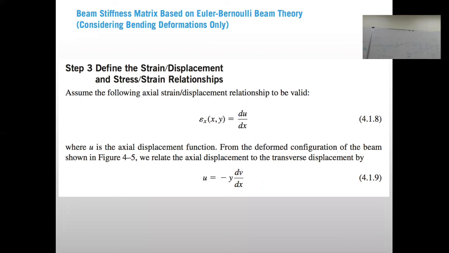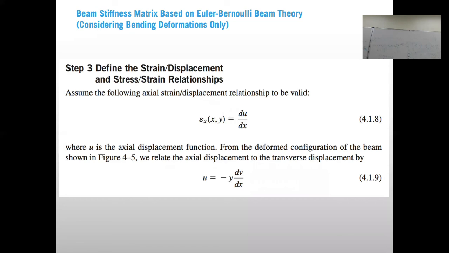Once you know sigma, this is how you look at the whole picture. You start with the primary unknown, which is what? V. And at the end, you want to calculate all the other things. So this is the strain. And now, by the way, strain is equal to stretch. But U is not a primary unknown. This is a secondary unknown. So you have to relate the stretch to the vertical displacement.